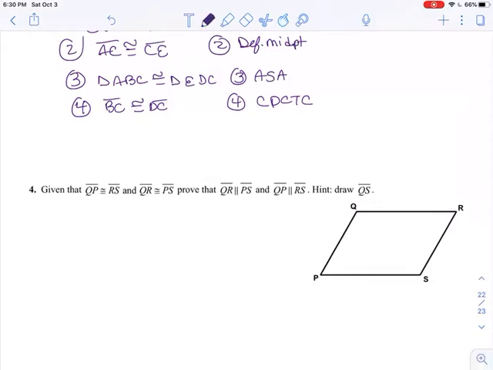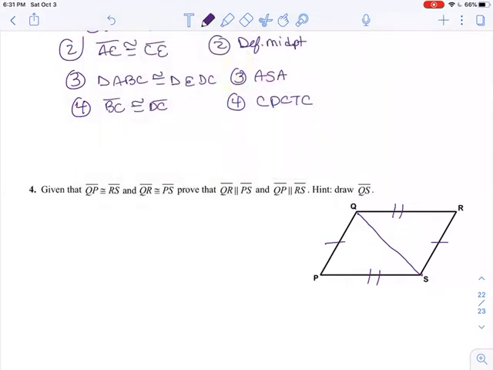Okay, nothing so bad so far. All right, this one's a little bit different. QP is congruent to RS, and QR is congruent to PS, and I want to prove that QR and PS are parallel and QP and RS are parallel. So basically I want to prove the top is parallel to the bottom and the left is parallel to the right. And the hint, draw QS.